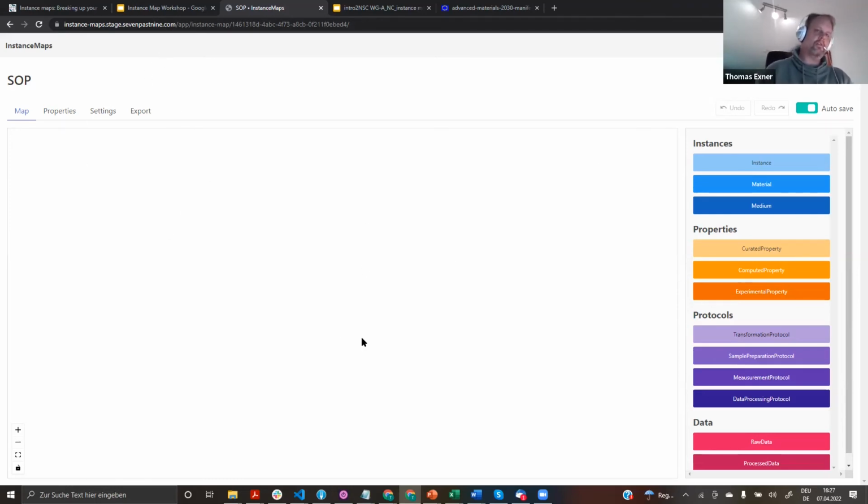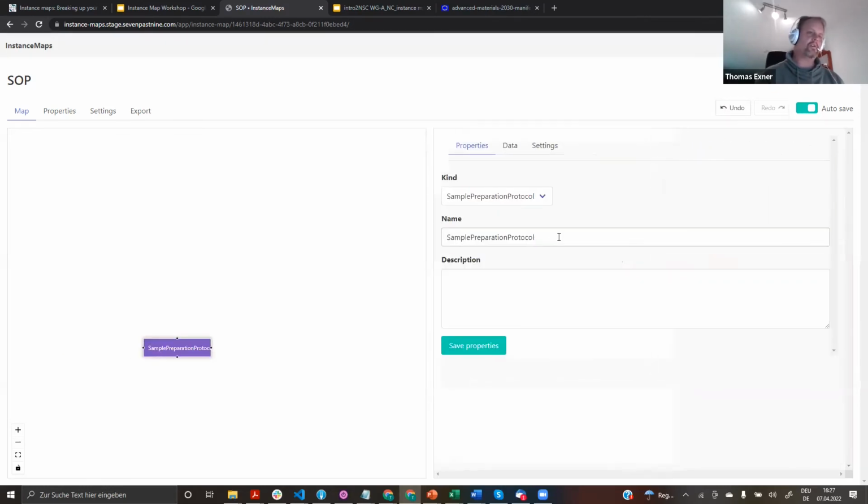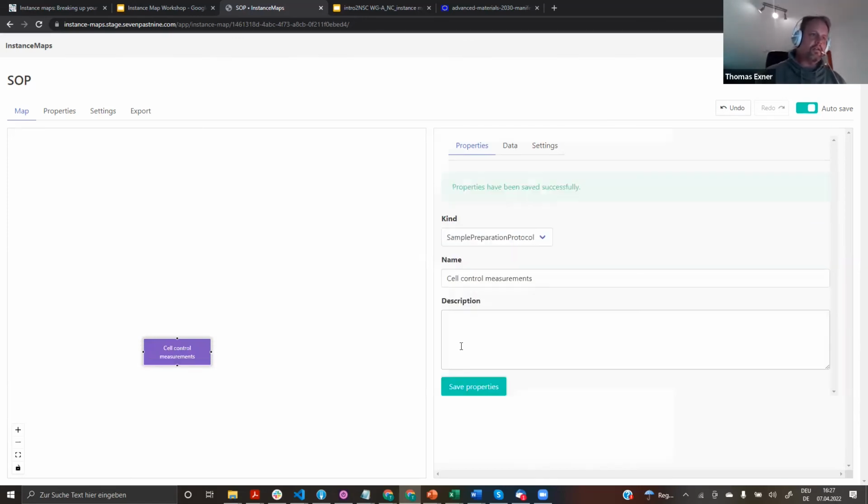Yeah, that you say, okay, this is just to show an empty page, but you would now move in here and say, okay, here you have to do these cell controls, measurements, something like that. And I cannot type at the same time, but anyway, good.